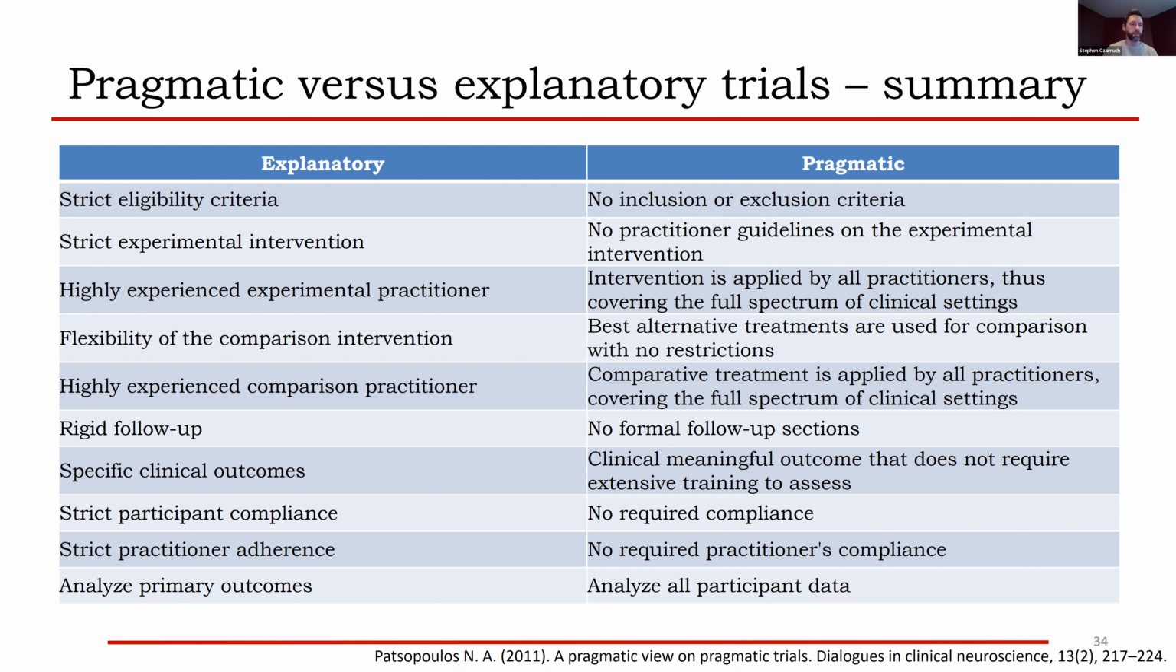So, with an explanatory trial, everything is rigid. Everything is defined a priori. Everything is strict. The outcomes are very, very specific. Compliance is very strict, and the outcomes are analyzed specifically for the primary outcomes. Pragmatic trials, in comparison, tend to be a lot more loose. No specific follow-up. You're solicited to participate. If you don't participate, that's in some ways taken as feedback directly as well. So it's kind of interesting to see that.